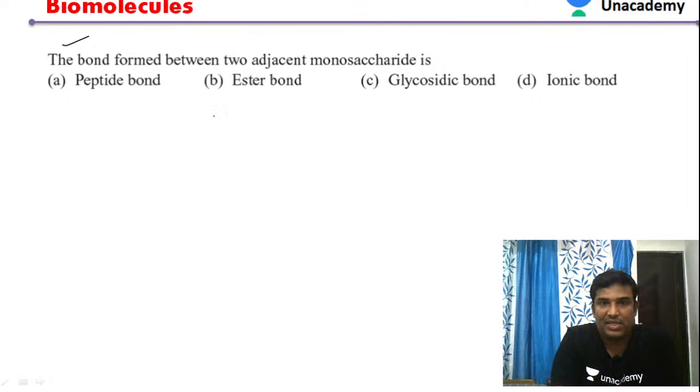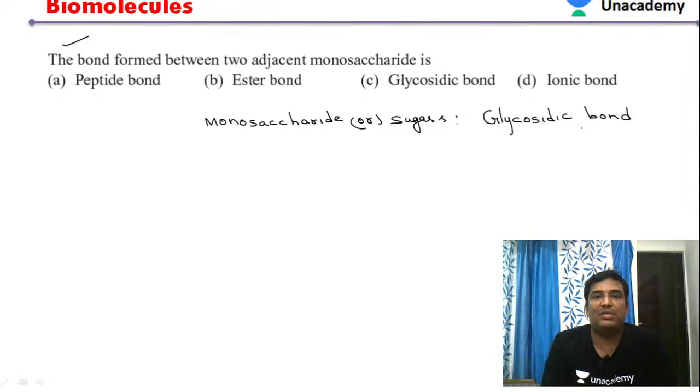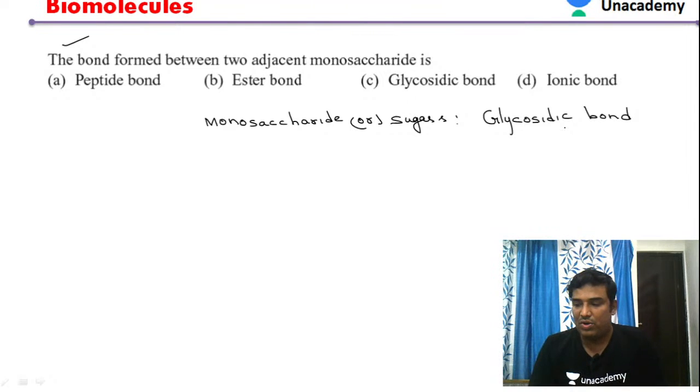So anyway students, let us see. Between 2 monosaccharides or sugars, what type of bond is present? It is the glycosidic bond students. You have to remember this, it is the glycosidic bond. So the glycosidic bond is present between the 2 monosaccharides or sugars.